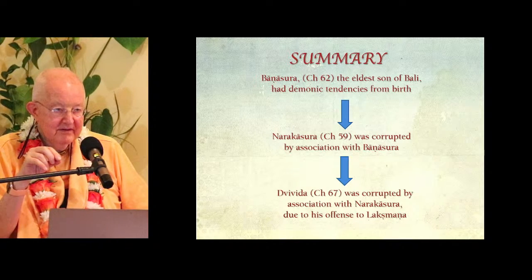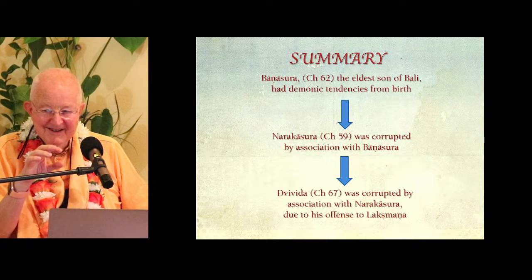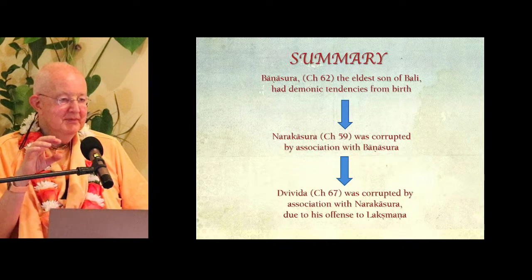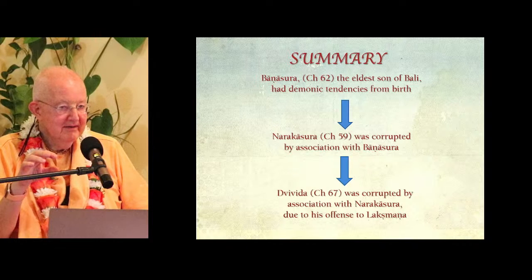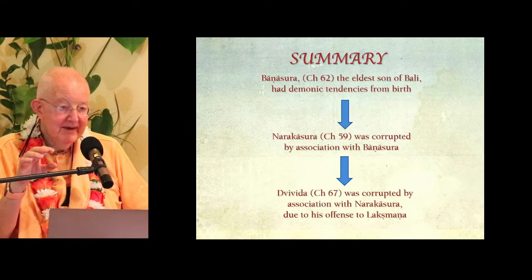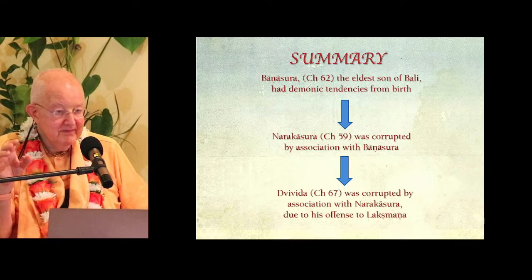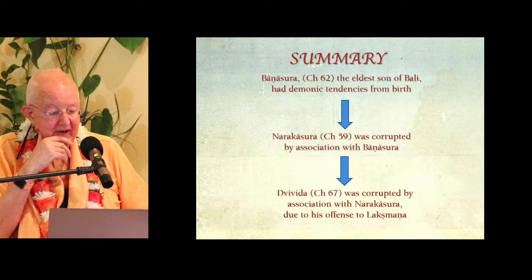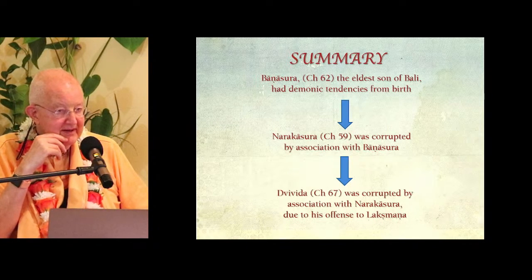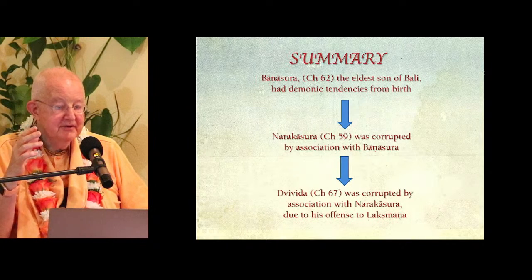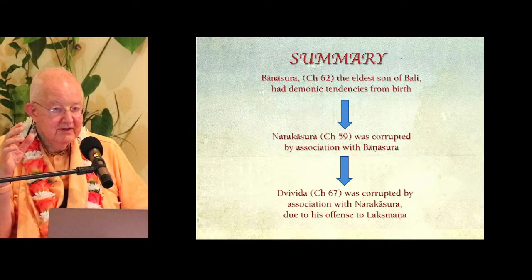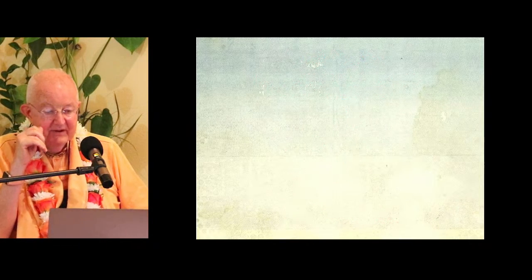I hope you're getting the picture. Don't offend Lakshmana. Because when you make an offense, sadhu ninda, you become susceptible to bad association. You may not have bad association, but you become weakened enough that when there is bad association, you can fall prey to it. And Dvivida became not just corrupted, he became very evil, from a minister to Sugriva and a close associate of Ram. He became corrupted. We'll hear some more.